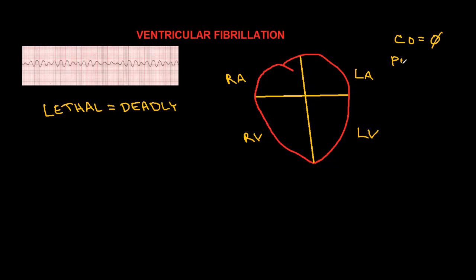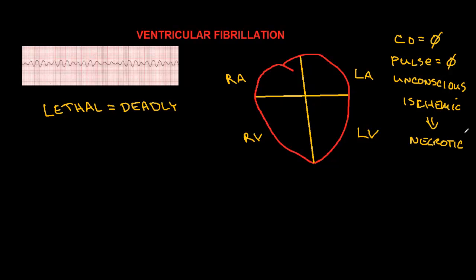Pulse will equal 0. You'll be unconscious. Your cells will be getting ischemic, and they will quickly become necrotic unless we fix the problem. The first of these lethal rhythms is going to be ventricular fibrillation.